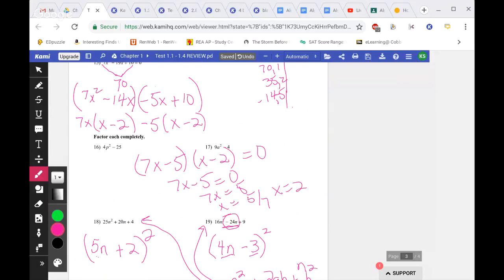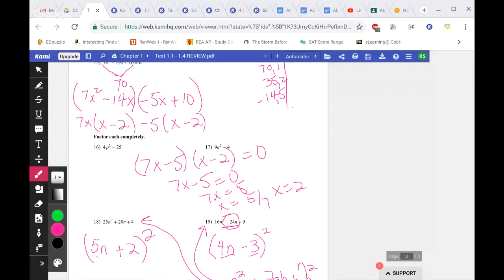And on your second set, like right above where it says factor each completely, where it says -5 and then parentheses x minus 2. Why is that -2? Because I took out a minus 5.